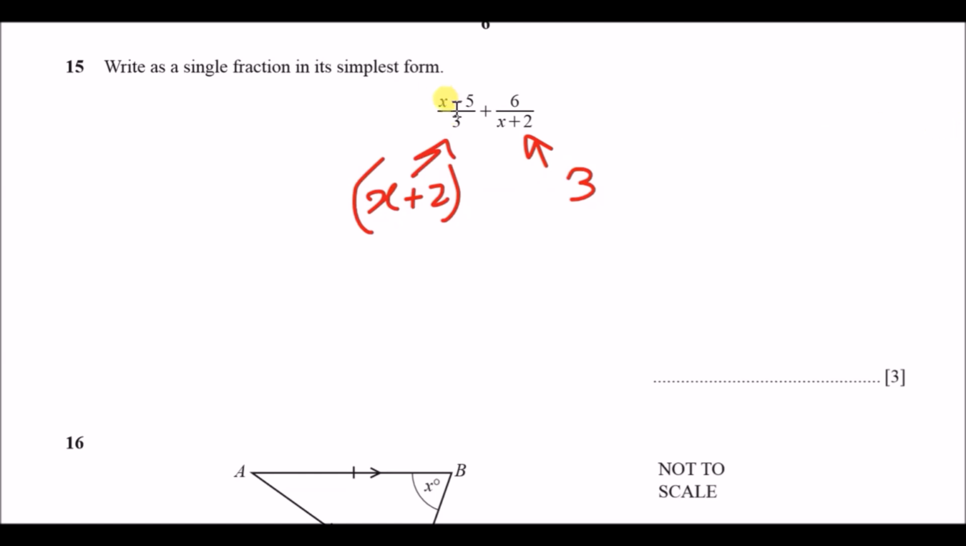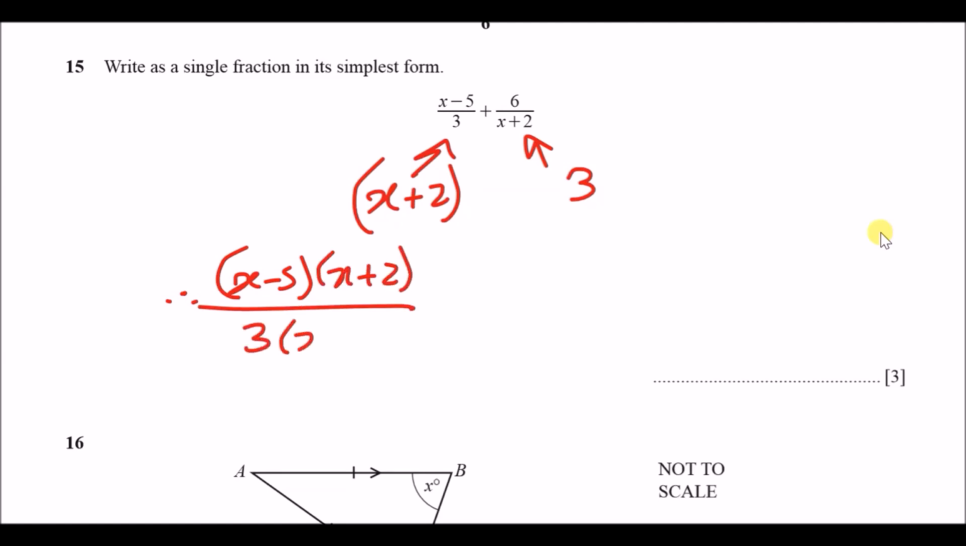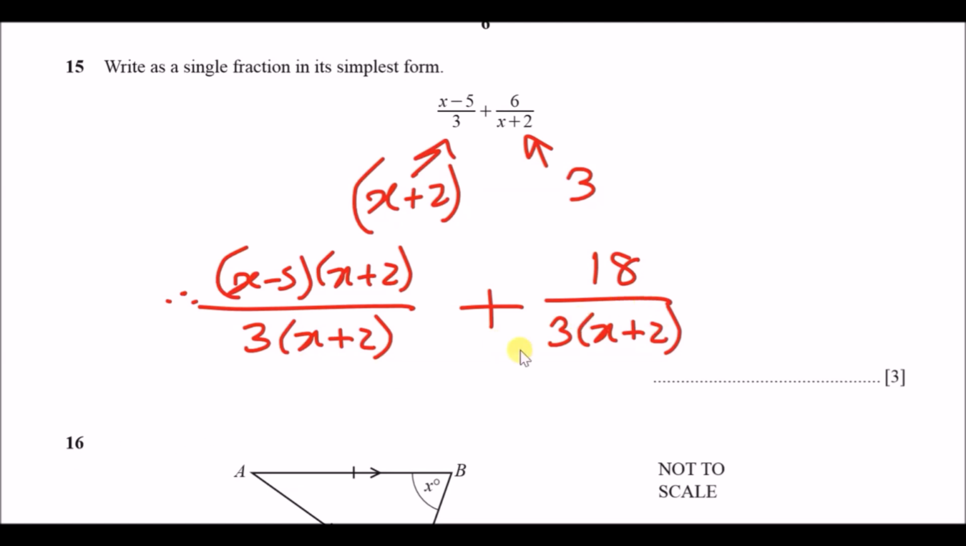Now doing that, if we multiply left side by x plus 2, we're going to get x minus 5 times x plus 2 all over 3 times x plus 2. So that's the left side. Now for the right hand side of the fraction, if you multiply these two by 3, 6 times 3 is 18 over 3 times x plus 2. Now for these kind of questions, it's not important to expand the bottom half, by the way. We can just leave as it is, because you may be able to simplify it later on.